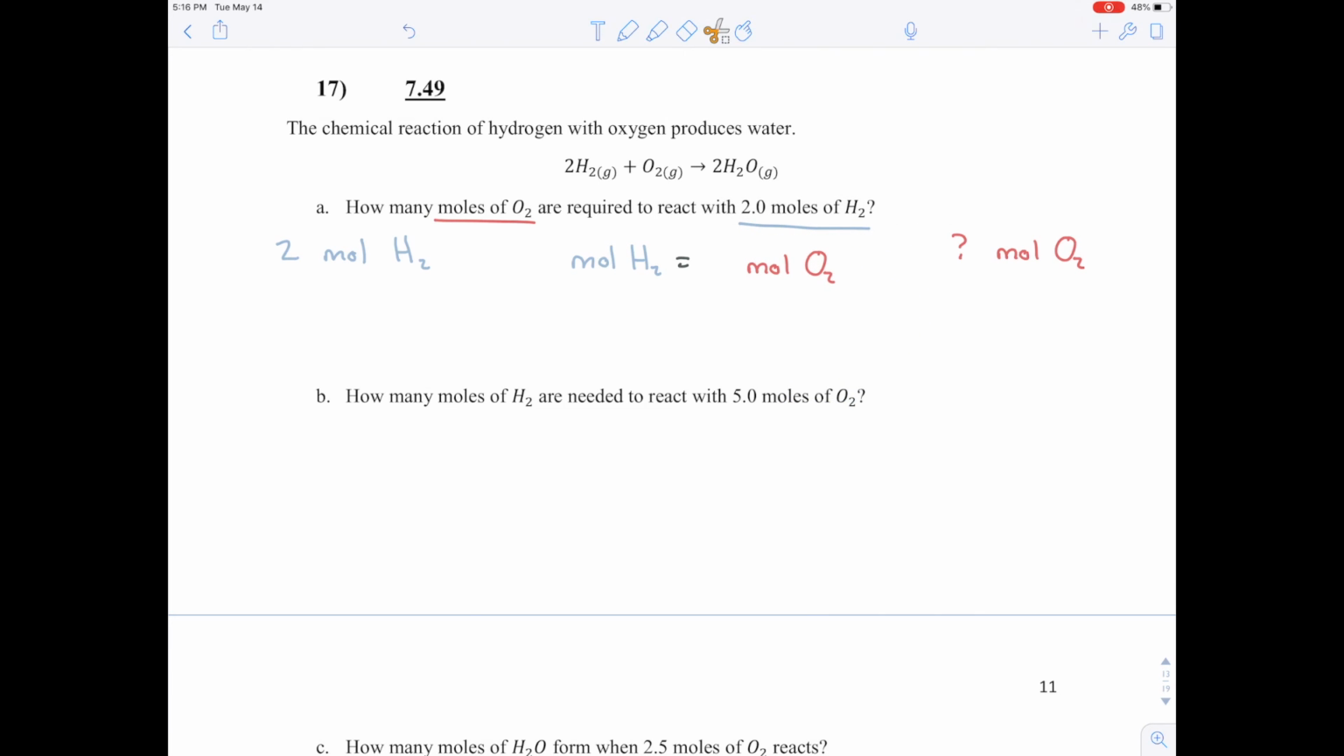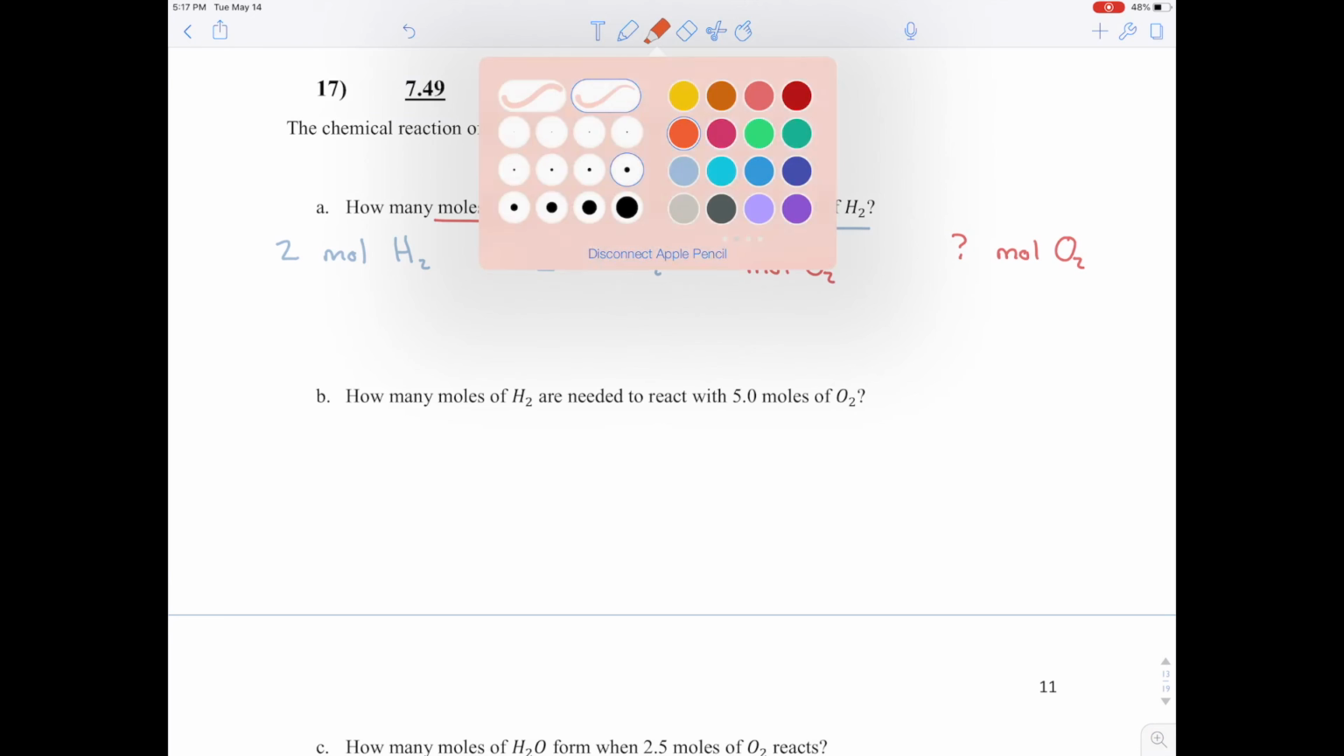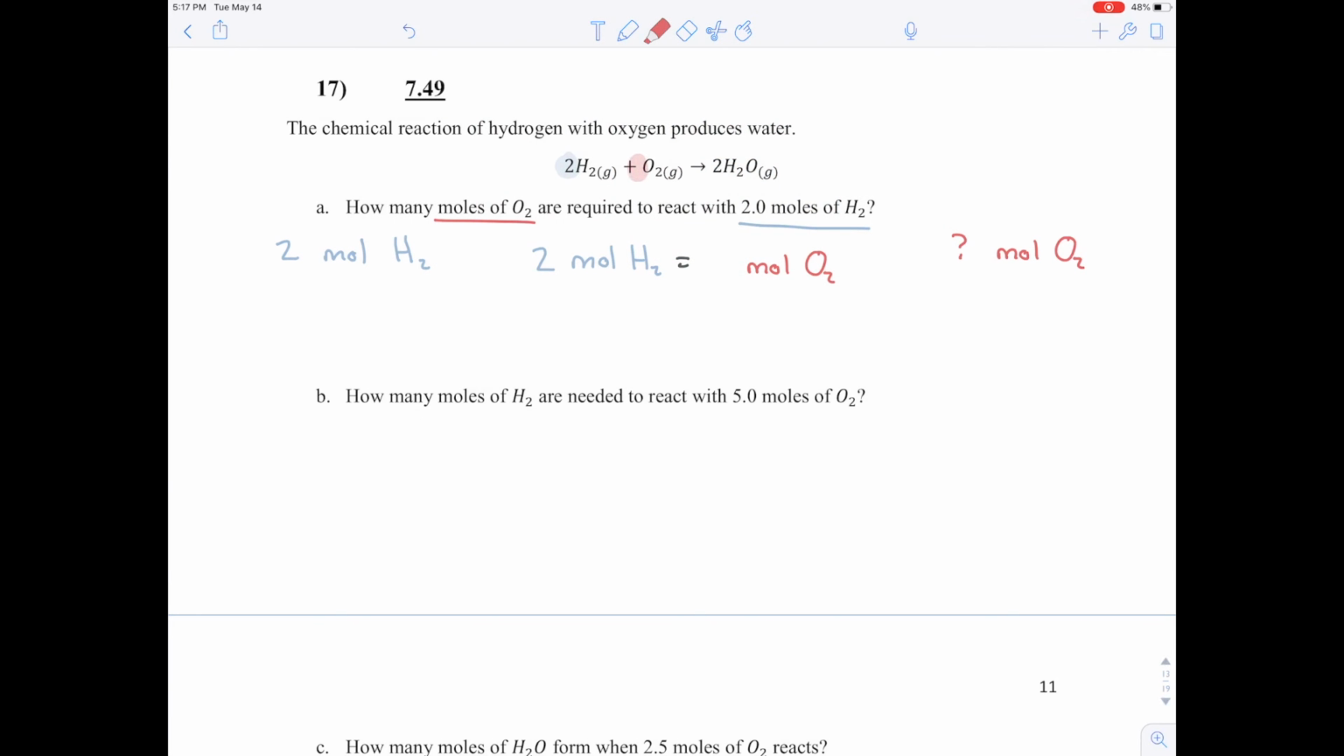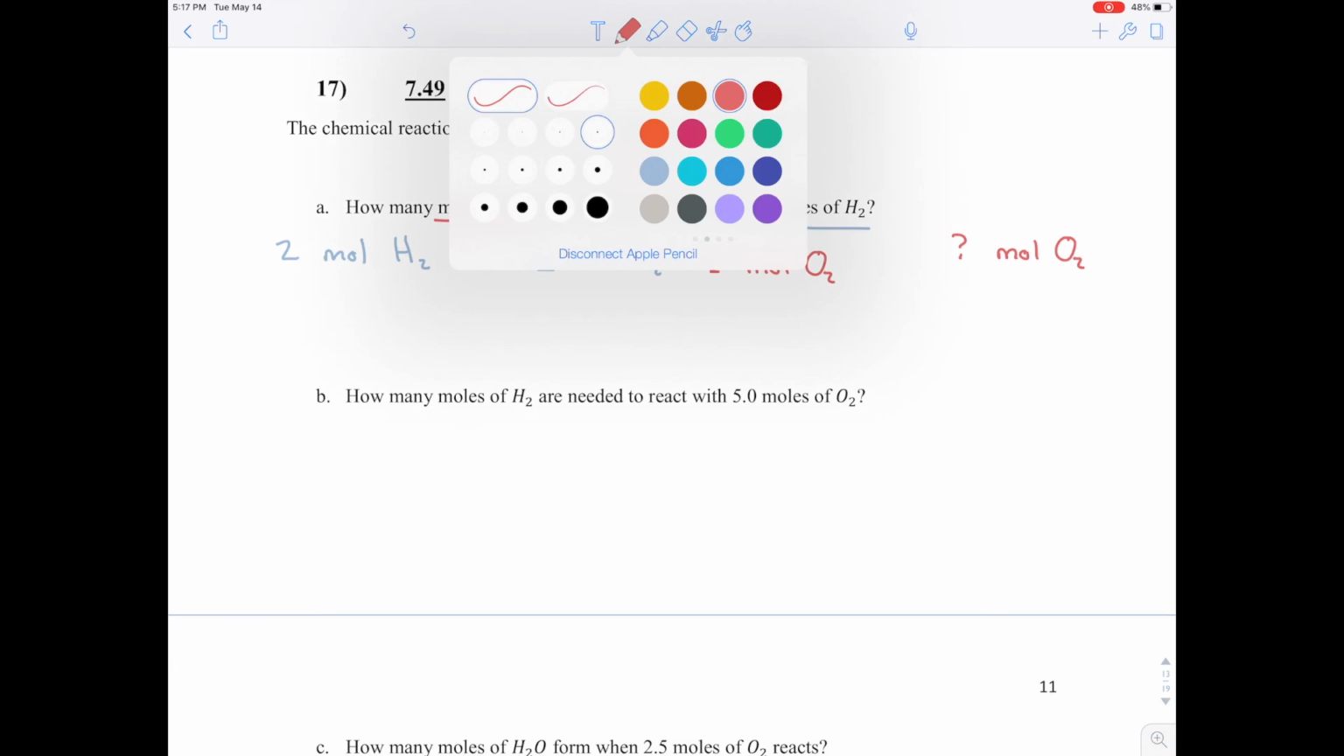And we can figure that out by looking at the coefficients in the balanced equation. So the coefficient in front of H2 is 2. And so we can write 2 with the number of moles of hydrogen. For every 2 moles of hydrogen, we will need, the coefficient in front of oxygen is 1. No number is written there, and so it's an implied 1. And so we will need 1 mole of oxygen. So for every 2 moles of hydrogen, we'll need 1 mole of oxygen. And that gives us a conversion factor to relate the two units.